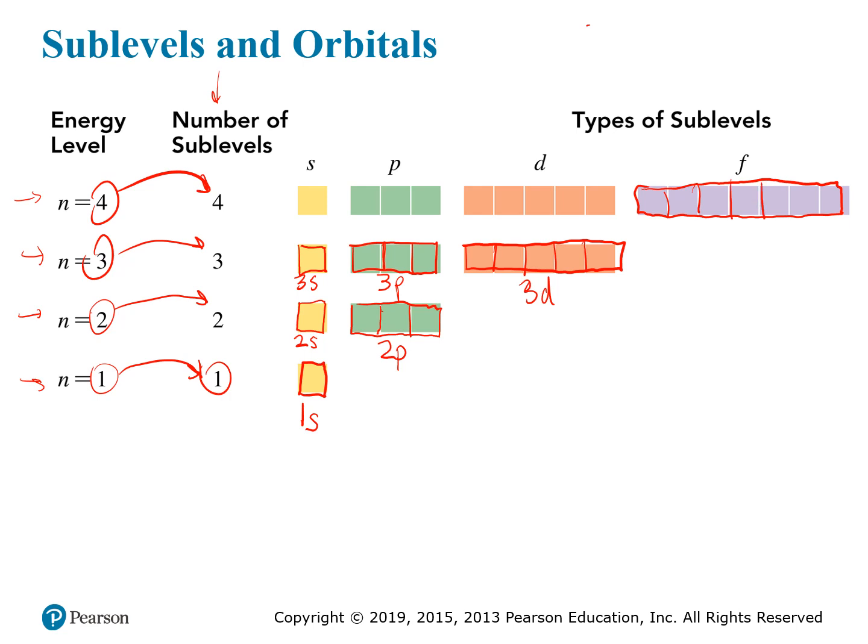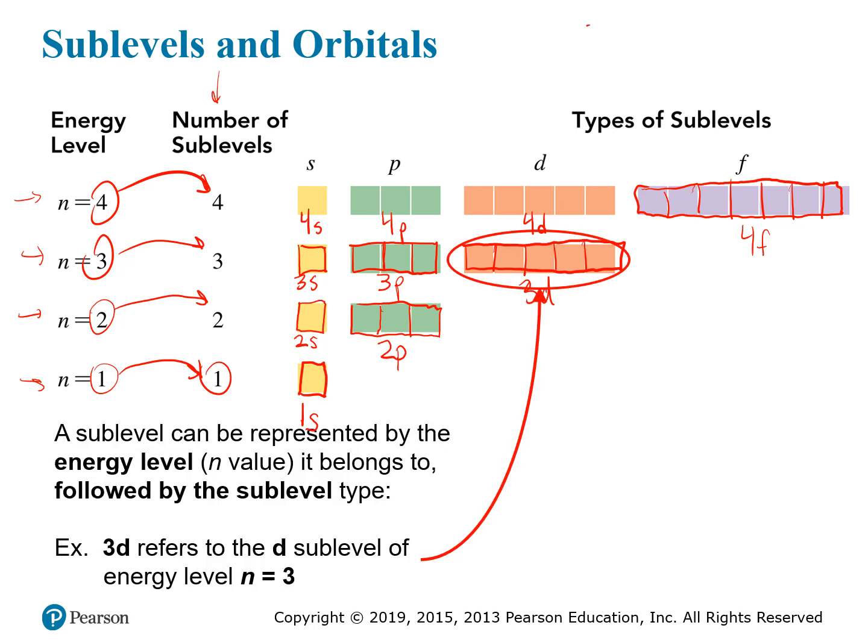So you have 7 4f orbitals, okay? You have 5 of the 4d orbitals, you have 3 of the 4p orbitals, and you have a single 4s orbital, okay? So for each energy level, you have an increasing number of sublevels, and for each sublevel in order, you're increasing the number of actual orbitals that you get. Okay?